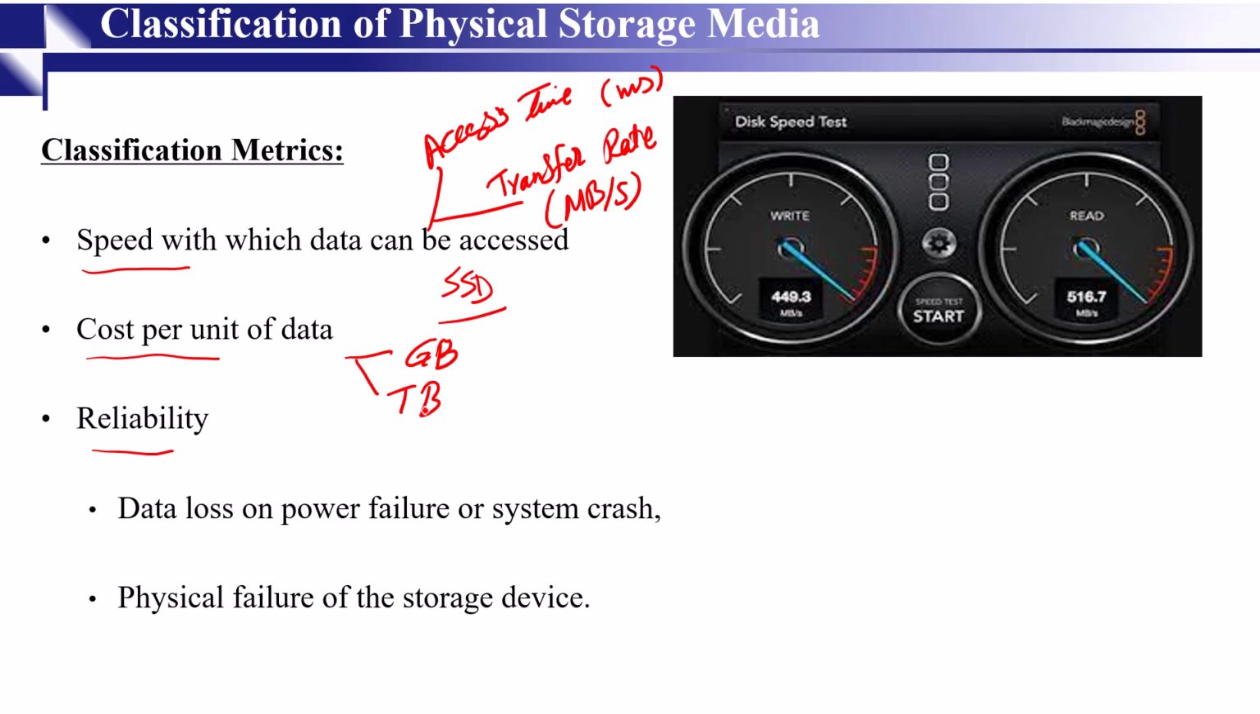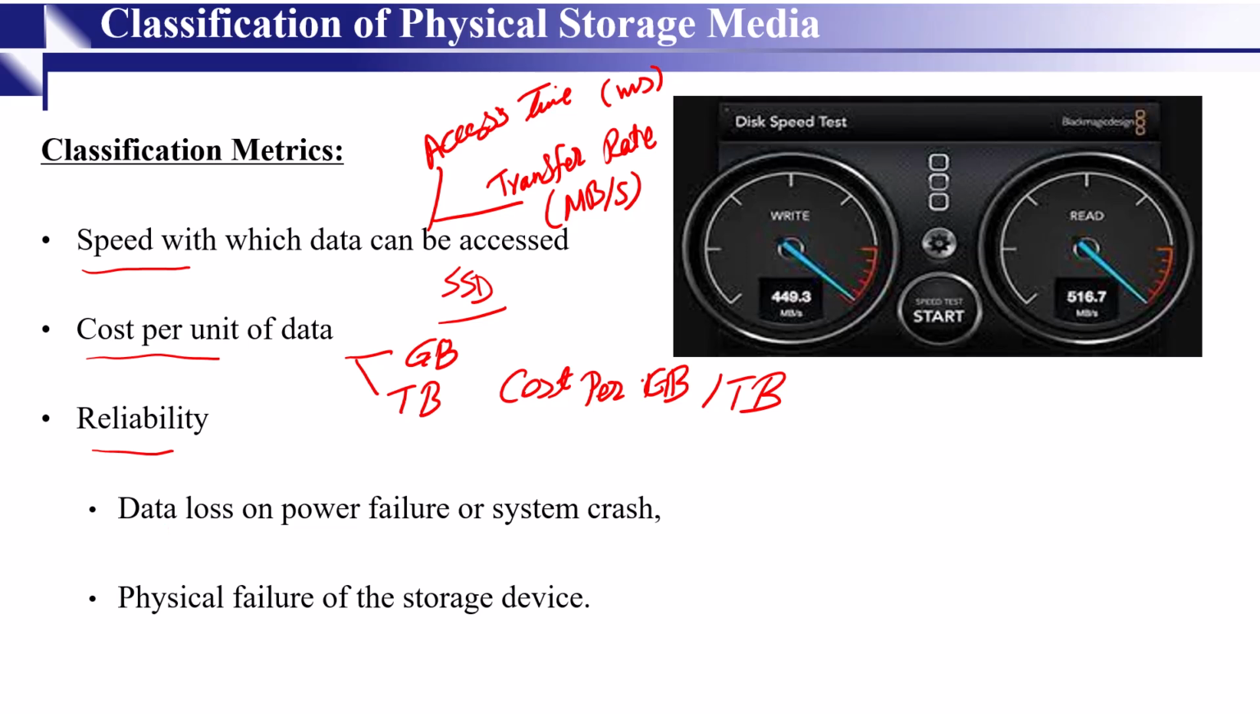So the key metric for this one is cost per gigabyte or terabyte. The next one is reliability. Reliability refers to the storage device's ability to function properly without failure over time. A reliable storage medium will have a low failure rate and long operational lifespan. Devices like SSDs are considered more reliable compared to HDD in terms of fewer moving parts.